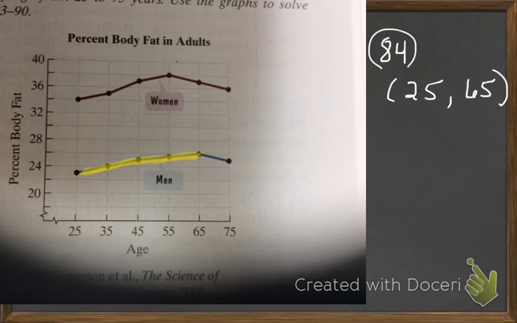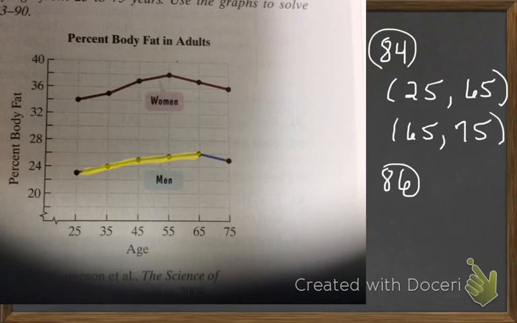Now, where does it decrease? Same graph. It decreases from 65 to 75. That's all you're doing. There'll be some little word problems. There'll be some graphs that you'll look at. 86 deals with the same graph. And 86 says, at what age does the percent body fat in men reach a maximum? Okay, y'all agree with that?